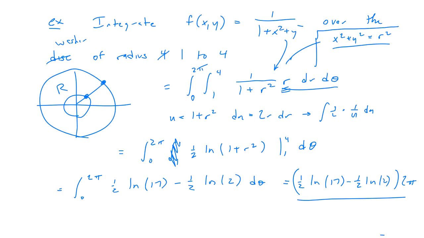A little thing which you probably already know, since this is Calc 3, is in the text they probably would have done something like this is equal to ln of 17 over 2 and then the square root of that type thing. And then times the 2 pi. You should know by now, for this class, you don't have to worry about simplifying stuff like that.